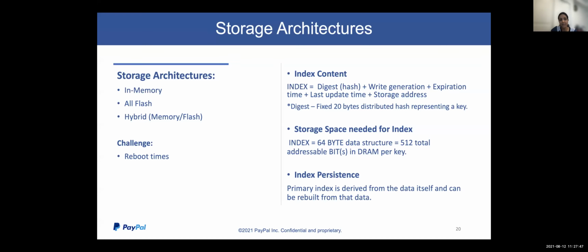So the benefits that come with hybrid memory is that it gives us low latency, somewhere in between in-memory and all flash, and the cost is also in between. So it's reducing our cost, but at the same time, it's also reducing the time to recover for the databases. But still, with hybrid memory, we have a challenge. It's the same, the long reboot times. So we'll look in the coming slides how we are overcoming that challenge of reboot times.